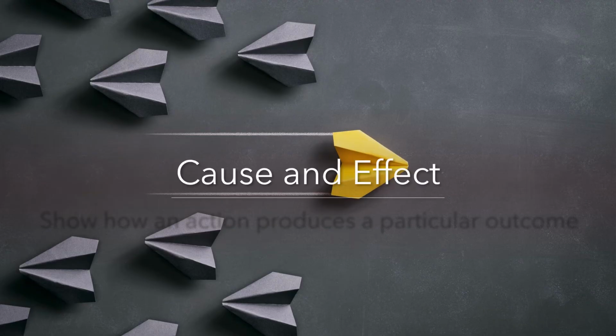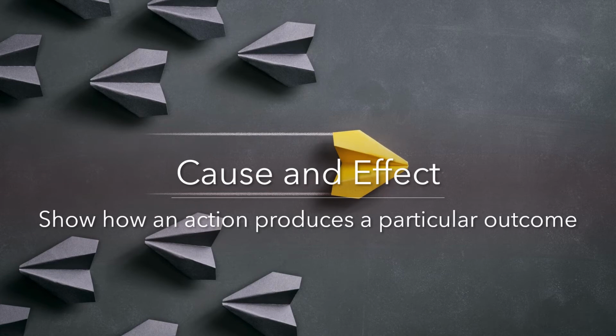Next, we have cause and effect. This shows how an action produces a particular outcome. A great example for this would be if you were to explain how drinking alcohol could cause liver disease or kidney failure, or even how sugar could turn into a problem with diabetes.